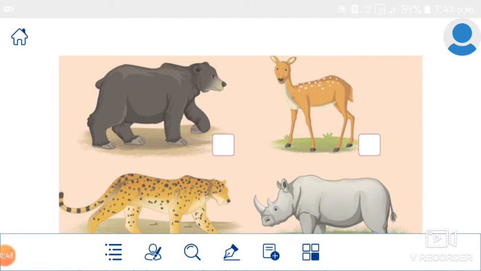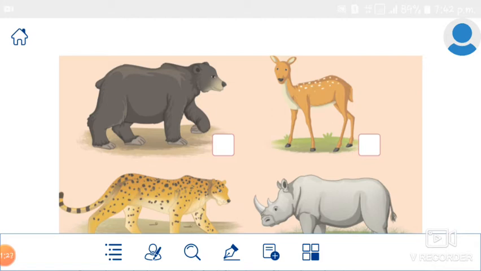Some animals feed only on plants, they are called herbivores, and some animals feed only on other animals, those animals are called carnivores, and some animals eat both plants and animals, so they are called omnivores. Also we studied the process of nutrition. Here we studied 5 stages. What are they? Ingestion, digestion, absorption, assimilation, and egestion.